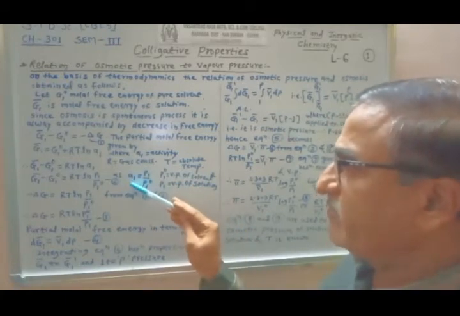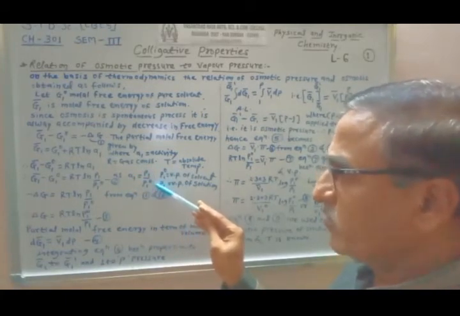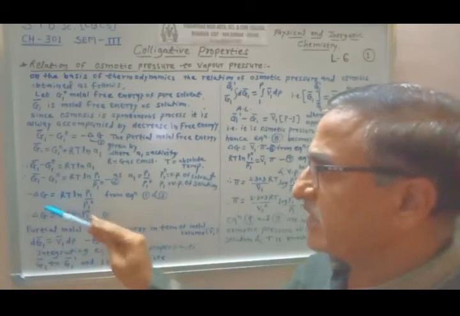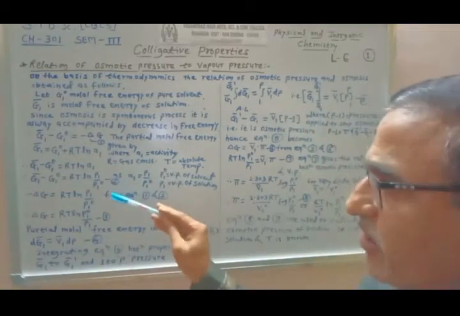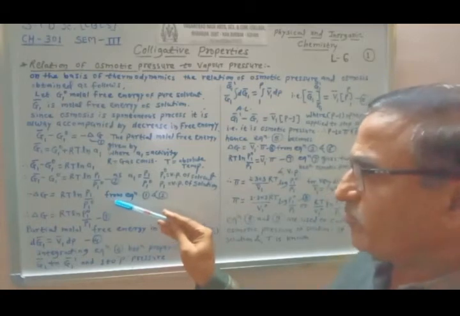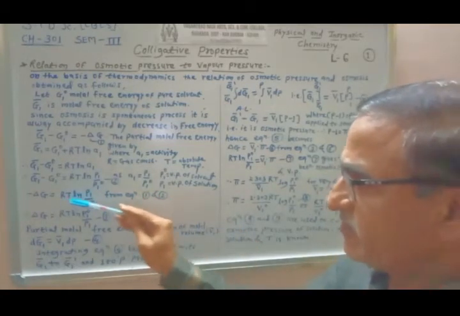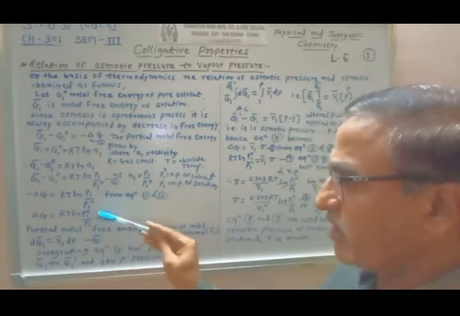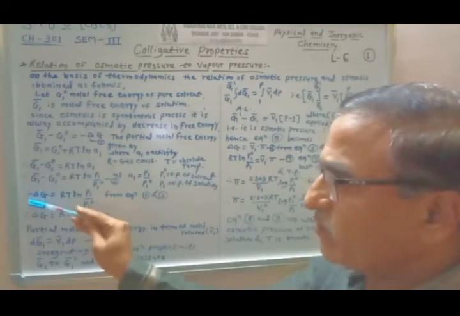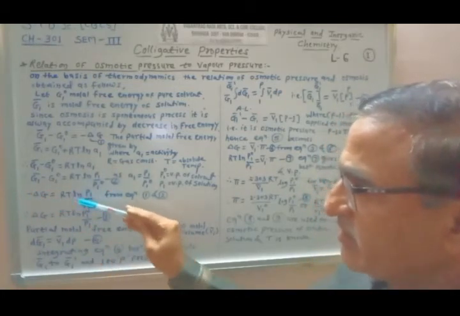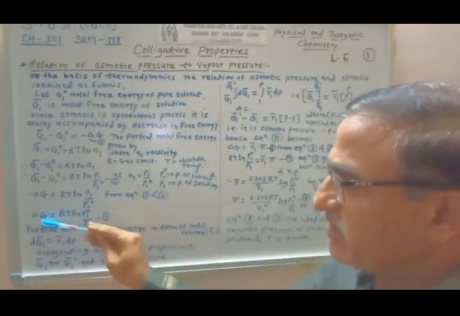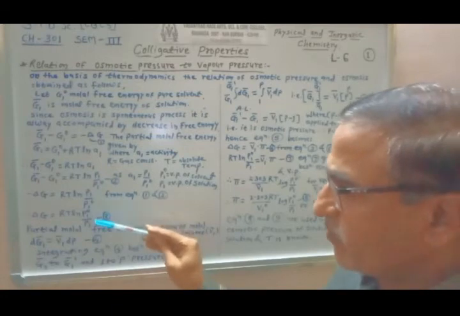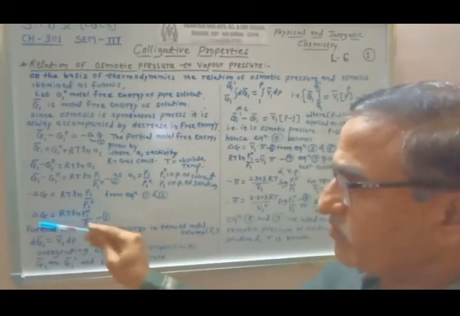Now we know that A1 is equal to P1 upon P10. So putting this value in equation number 2, we get minus delta G is equal to RT ln of P1 upon P10. So from equations 1 and 2 we get this equation. Now delta G is equal to RT ln of P10 upon P1. Here we have changed the negative sign by inverting the ln quantity: instead of P1 upon P10, we write P10 upon P1. So we get the positive sign here.